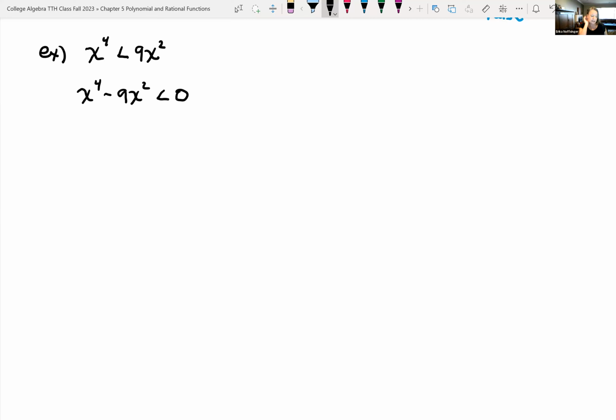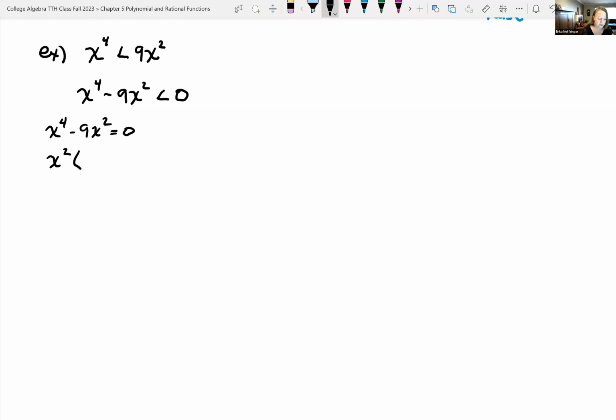So looking at this now, I noticed that x to the 4th minus 9x squared, they both have something in common that I could factor out of here. I want to find out when this is equal to 0 to find those critical numbers. And so I'm looking at when is x to the 4th minus 9x squared equal to 0. I notice that they both have an x squared in common, so I can factor an x squared from both of those terms.